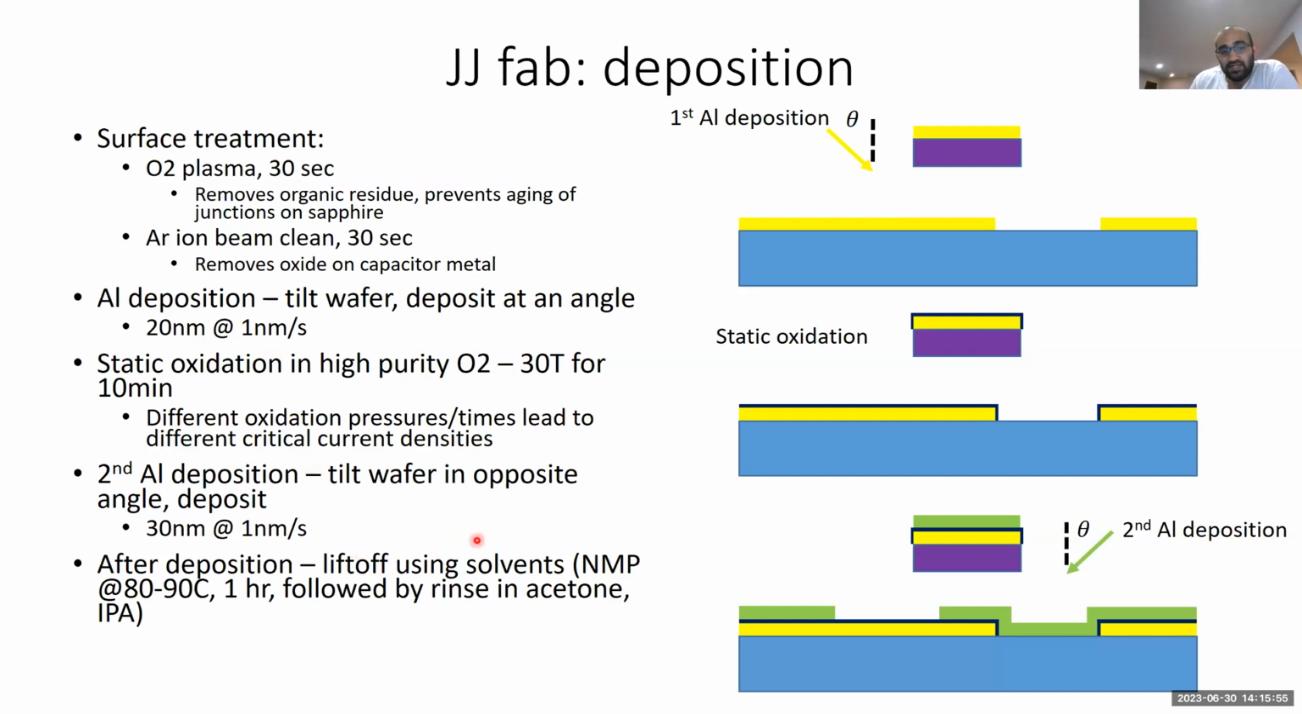And then once the oxidation step is done, you pump out all the oxygen, and then you do your second aluminum deposition. Here we tilt the wafer in the opposite angle, and then we deposit 30 nanometers at one nanometer per second. The second aluminum deposition is going to be thicker than the first because we want to have enough aluminum such that we can coat this step up like this without breaking the aluminum. You can imagine that if this first layer is too thick and the second layer is too thin, you will have some trouble evenly coating the sidewall here.